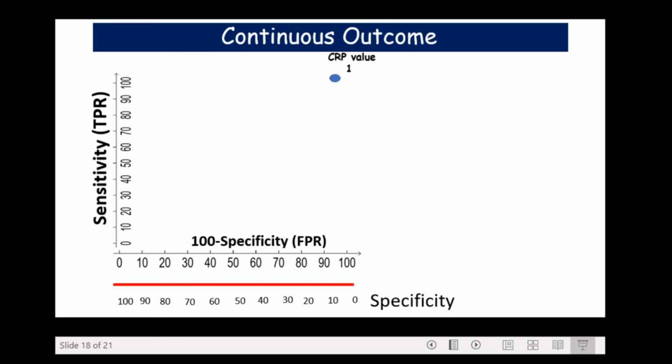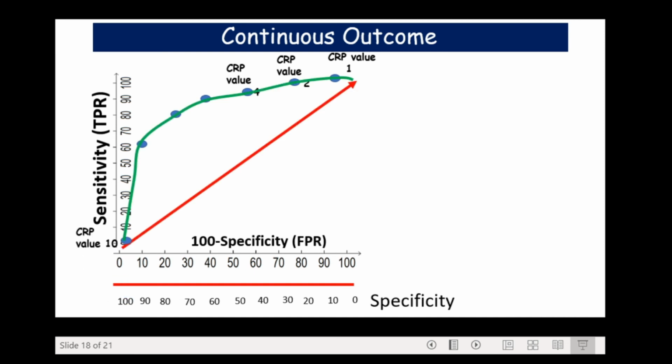For example, a CRP value of 1 will be somewhere in the right upper corner, having a sensitivity of 100% on the y-axis, but a specificity of 0% on the x-axis. Next, a CRP value of 2 will have again a sensitivity of 100%, but specificity has increased from 0 to 20%. Keep plotting this sensitivity and specificity at each value of CRP. At a maximum CRP cutoff value of 10, sensitivity will be 0%, whereas specificity will be 100%.